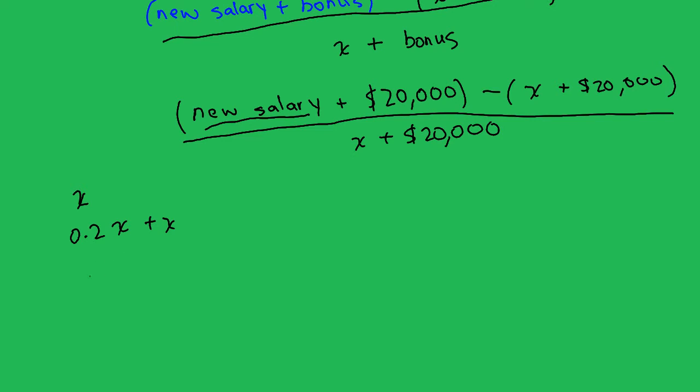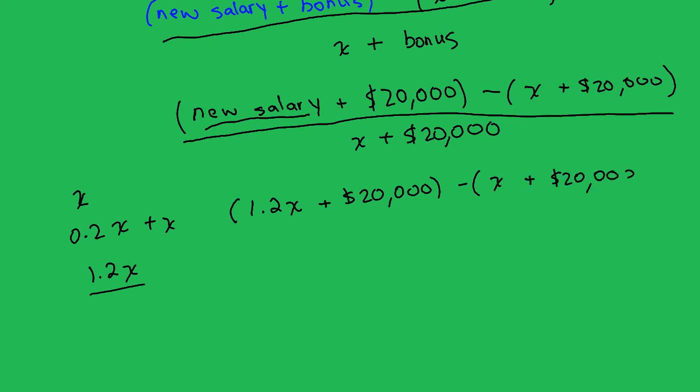Or else we can just do this in one step and take 120% of X, or 1.2x, and that would give us his new salary. 1.2x is just a 20% increase on X. So rewriting this once again: (1.2x plus $20,000 minus (X plus $20,000)) all over X plus $20,000.